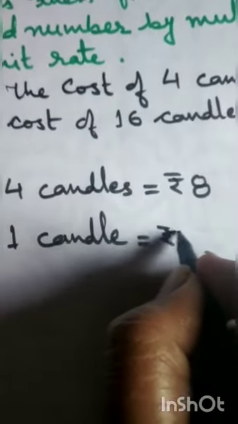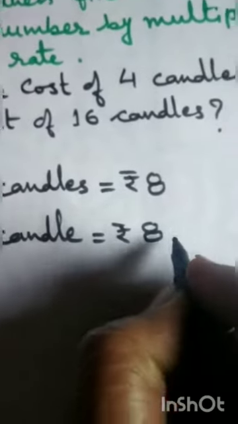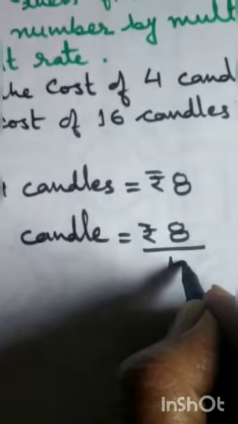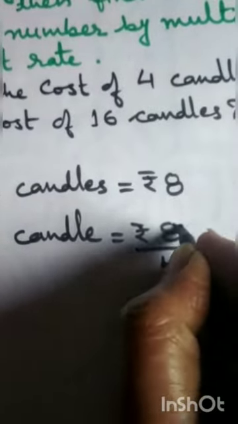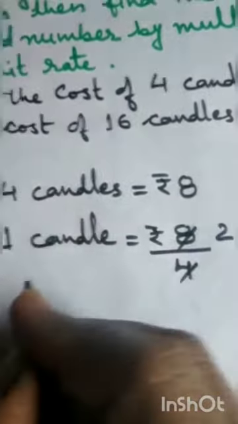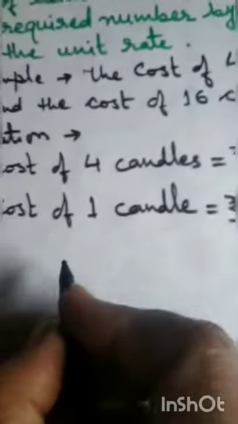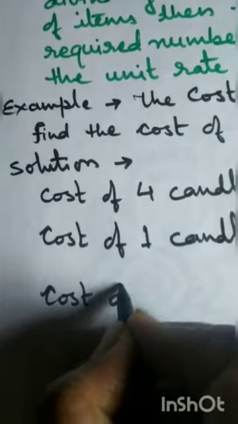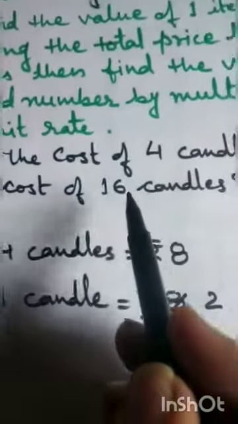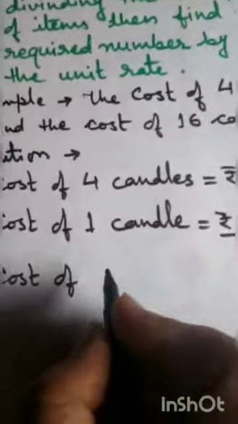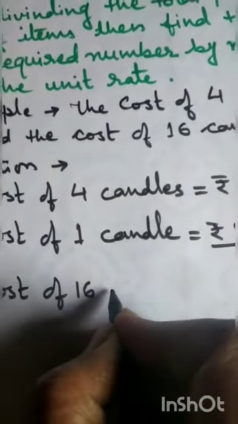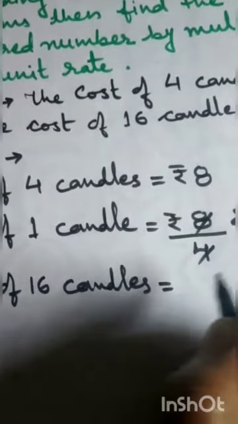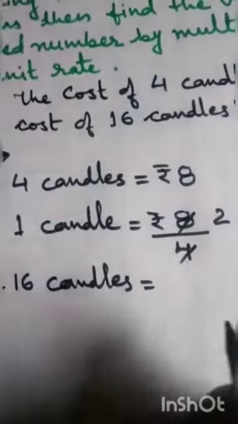This total amount, divide by the number of candles, 4. 4 2s are 8. The cost of 1 candle is rupees 2. Then the cost of the required number, 16 candles. The required number of candles is 16.